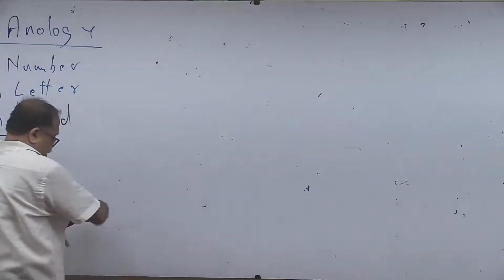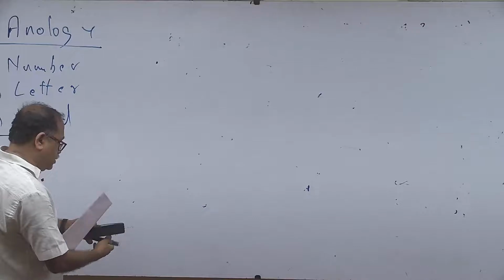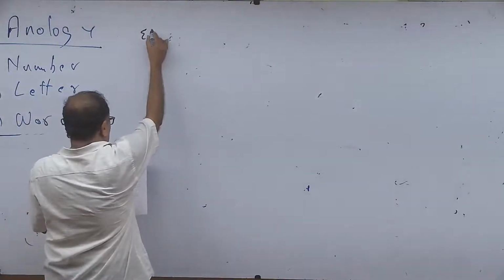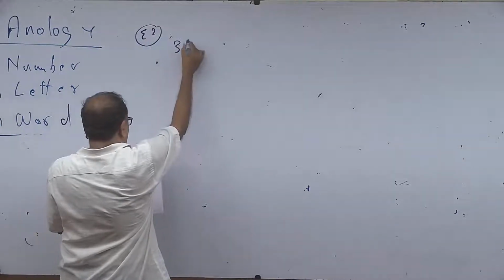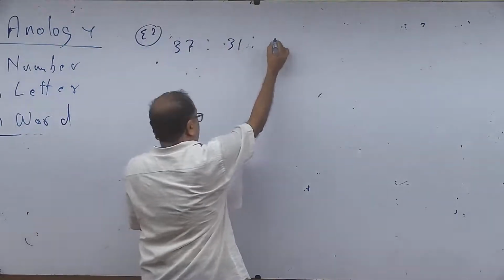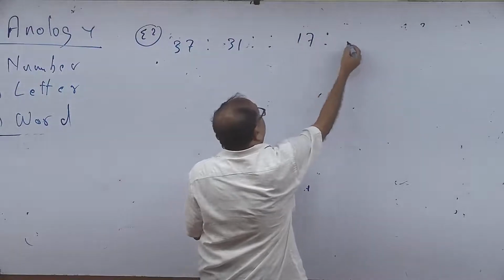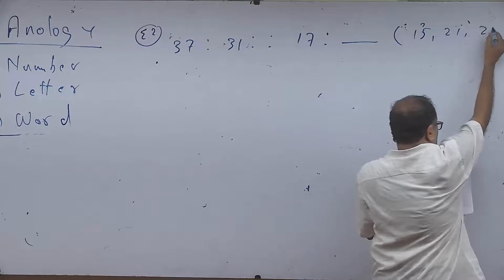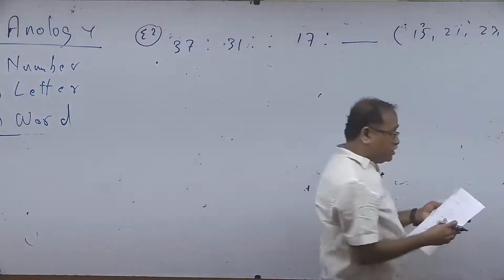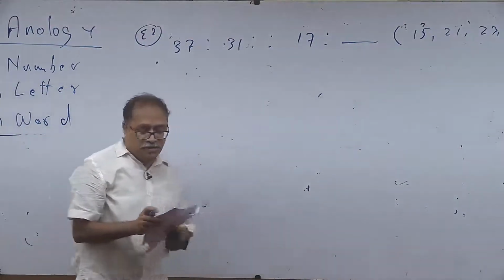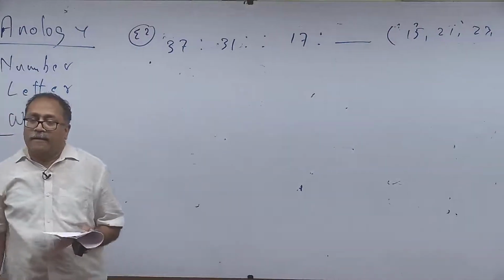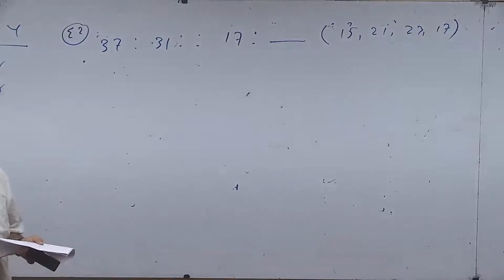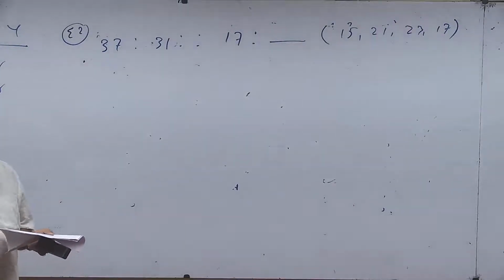Now, if I ask a couple of questions randomly, see how you respond to this. Example 2: if 37 is written as 31, then 17 will be written as, and your option choices are 15, 21, 23 and 17. Can you respond to this? I put the option choices, right?